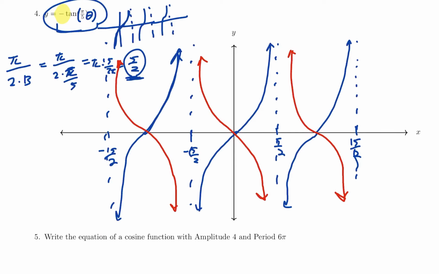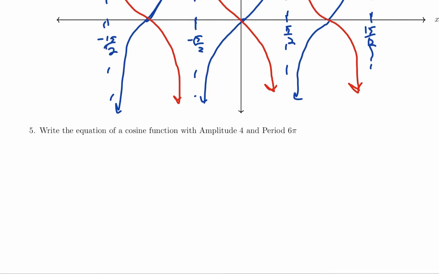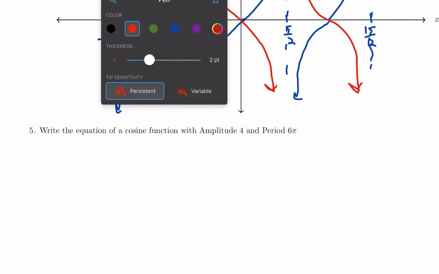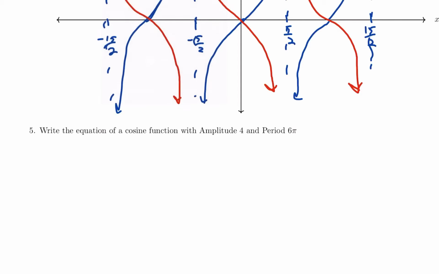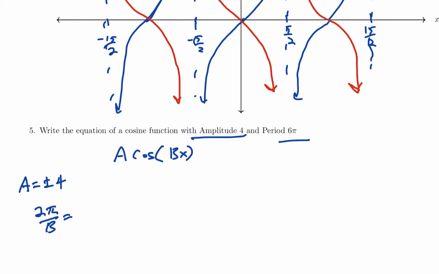Okay, let's look at the last problem. Again, pause this, try on your own, and come back. This tells us that we have a cosine function, a cosine of bx. The amplitude is 4. That means that a can be plus or minus 4, because for amplitude we take the absolute value. And the period is 6 pi. That means that 2 pi divided by b gives me 6 pi.